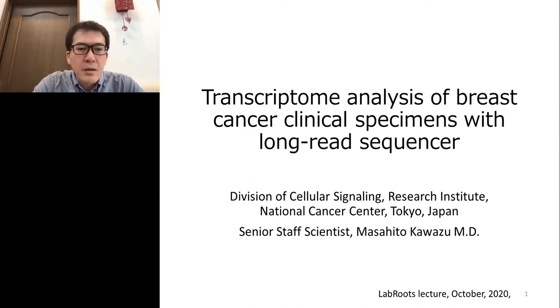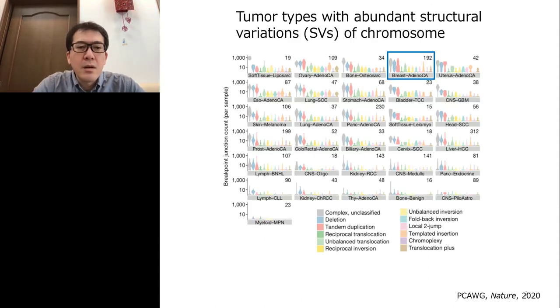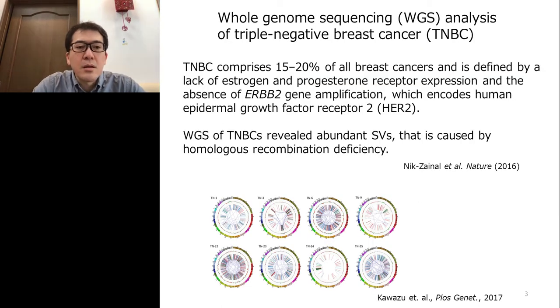Today, I will talk about the transcriptome analysis of breast cancer clinical specimens with long-read sequencer. There are many tumor types in which structure variations of chromosome are abundant. For example, there are many structure variations, SVs, in chromosome in a type of breast cancer. That is triple-negative breast cancer, TNBC.